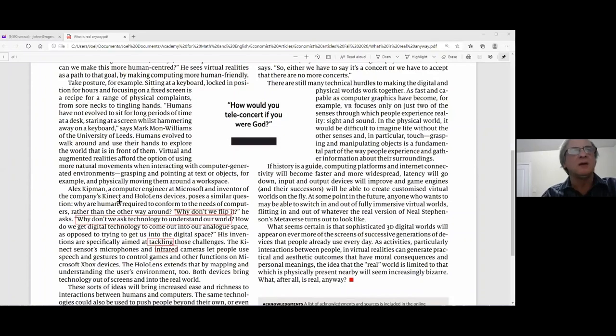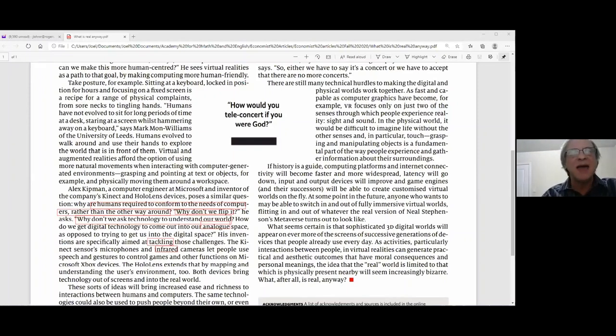So what are we saying here? He's saying, why don't we flip it? Rather than humans being required to conform to the needs of the computer, rather than the other way around. Because right now we're kind of conforming to how computers are. He's saying, why don't we get technology to understand our world? We're in the real world. We can touch and feel. Can we get computers to come into our analog space? Because that's where we are, as opposed to trying to get us to go into the digital space.